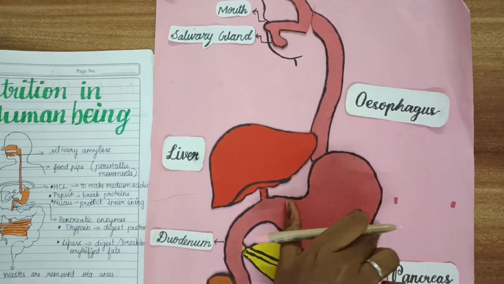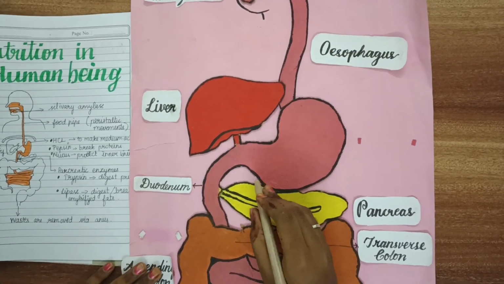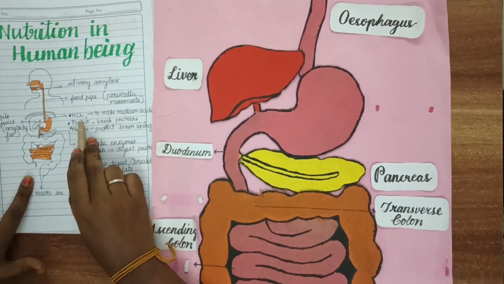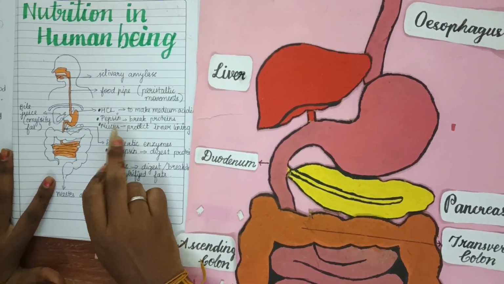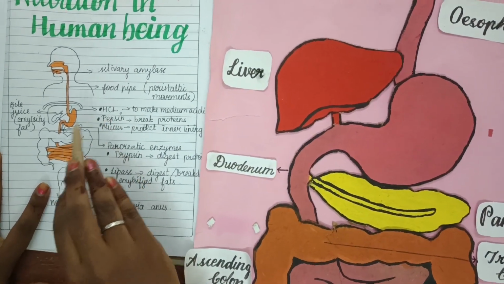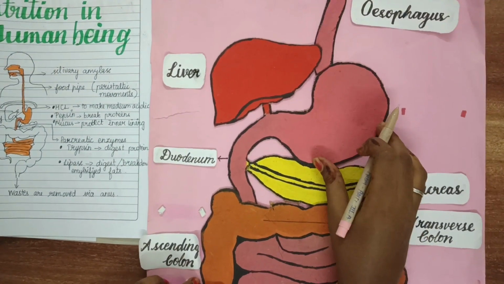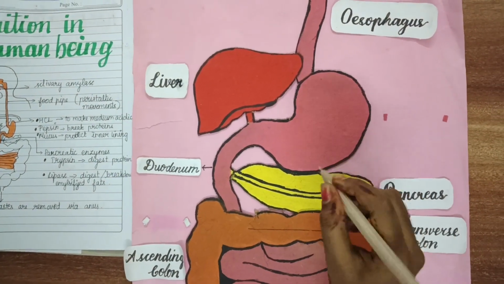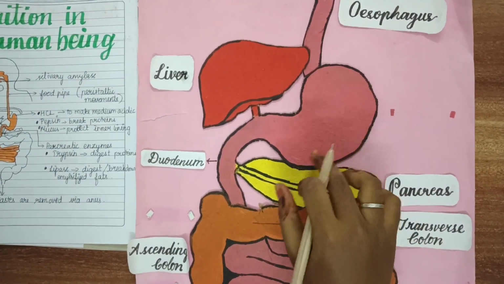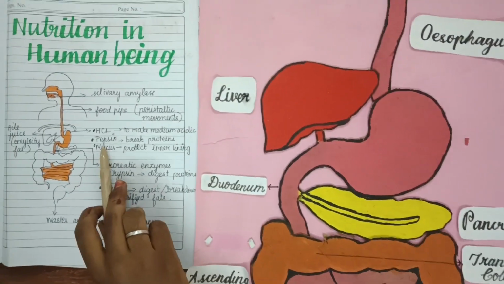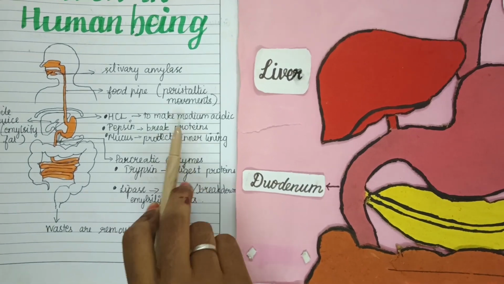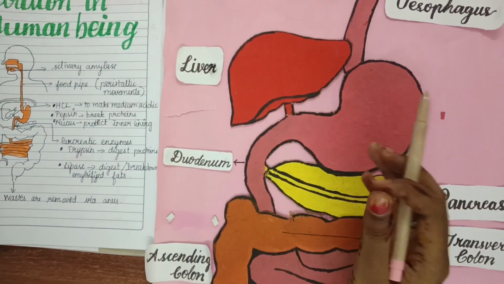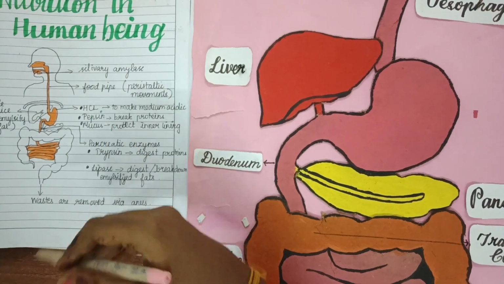After that, they enter the stomach. Various enzymes are secreted in the stomach. The enzymes are hydrochloric acid, pepsin and mucus. Hydrochloric acid is secreted in the stomach to activate the pepsin. Pepsin is nothing but the enzyme that breaks down protein. Hydrochloric acid is used to make this medium acidic and make the pepsin activate.